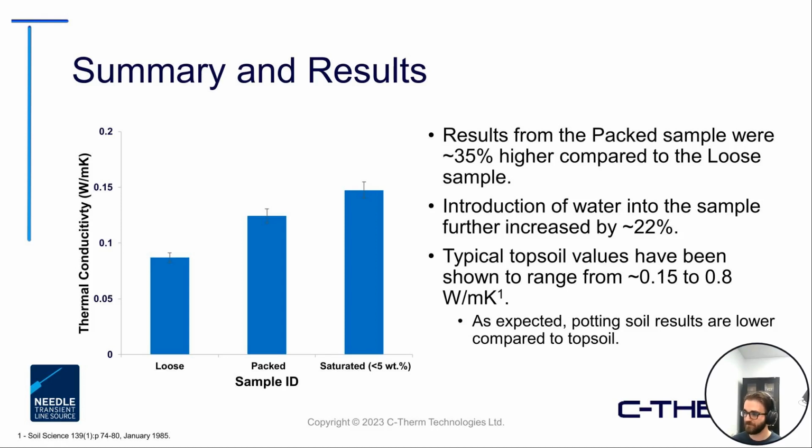Now, from the summary and results here, first taking a look at the loose compared to the packed sample. Basically, the needle probe was first inserted into the containment vessel that had the soil, took some measurements, and then we also looked at a packed sample. So basically taking that same vessel, packing it down, but in all cases making sure the probe was fully submerged. And we can see that, as we would expect, the packed sample did come in at a higher thermal conductivity, approximately 35% higher in this example. And this is somewhat analogous to pointing out that the densification does play a significant role there.